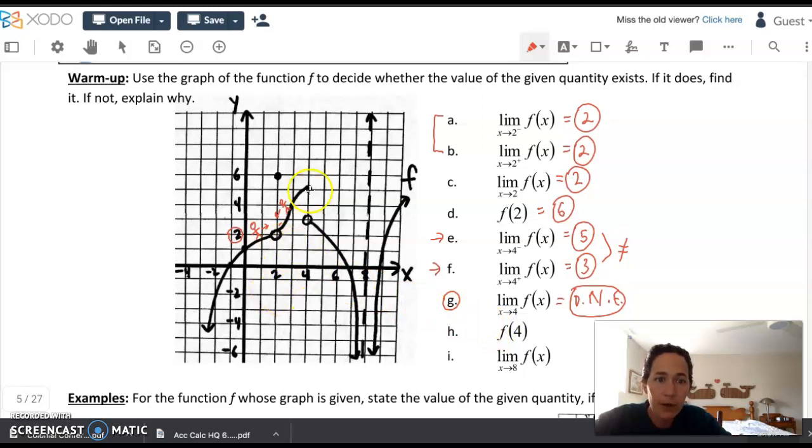Is there an f of 4? Well, look at the graph and answer this how you would have answered it in an algebra or precalc class, right? Your closed-in dot at 4, or your actual value of the graph at 4, is going to be 5. It matches up with that left side limit.